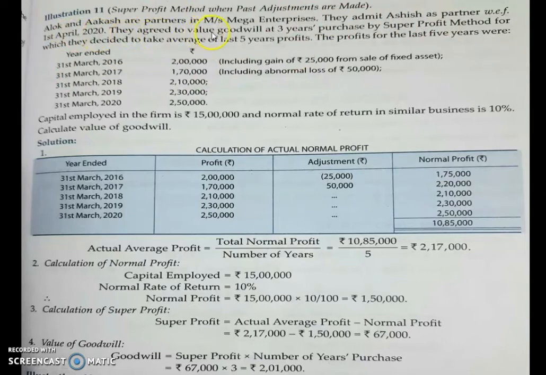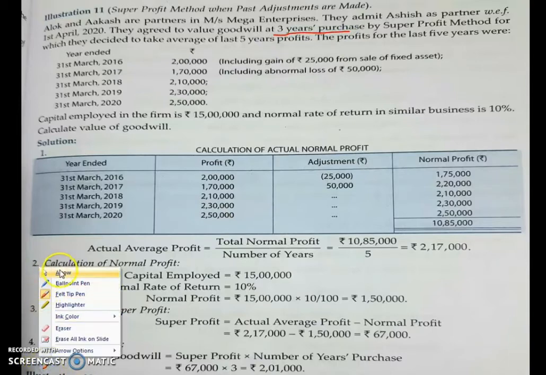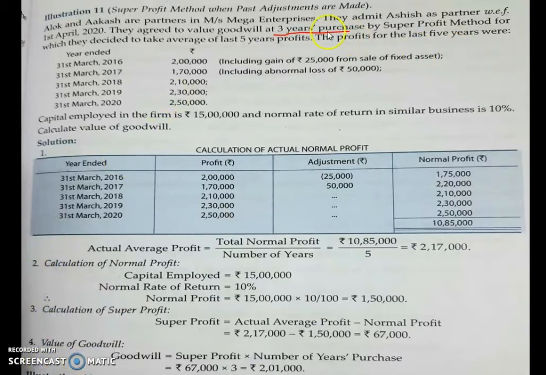They agreed to value goodwill at 3 years purchase by super profit method. So you can underline here that how many years purchase is mentioned over here? It's 3 years purchase. Okay, so with that you just underline it. It's 3 years purchase by super profit method, for which they decided to take average of 5 years profit.